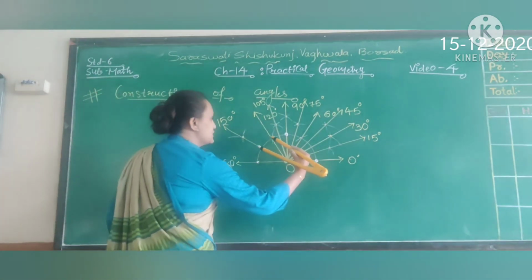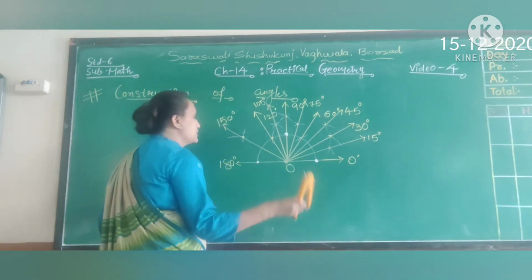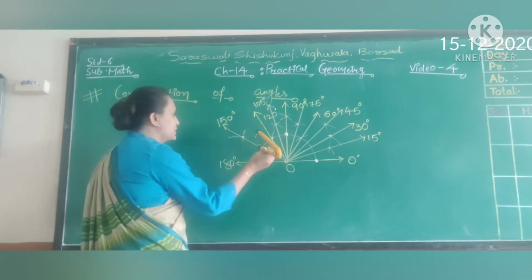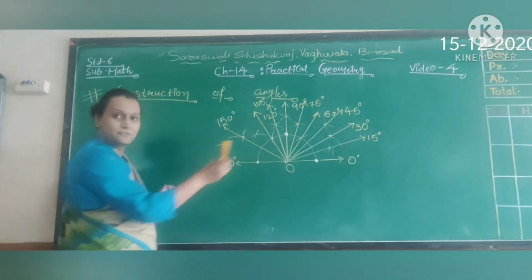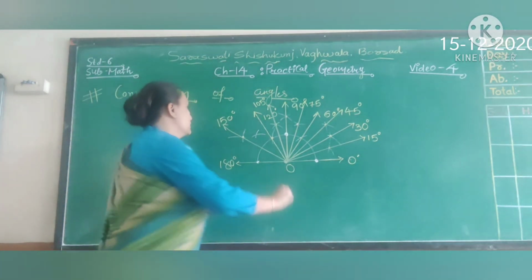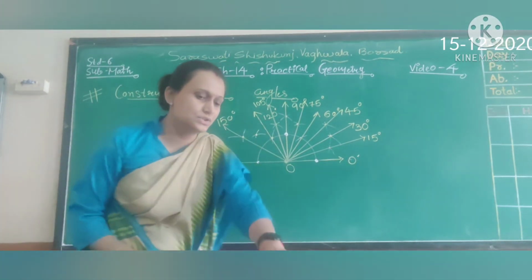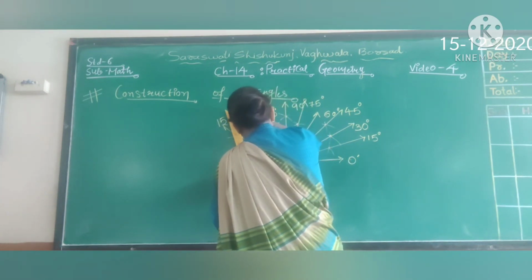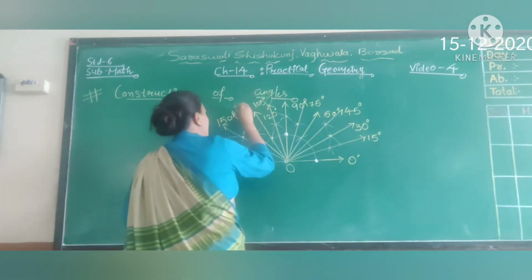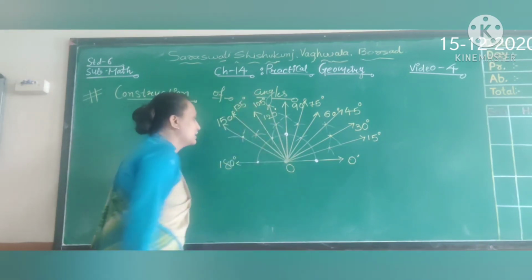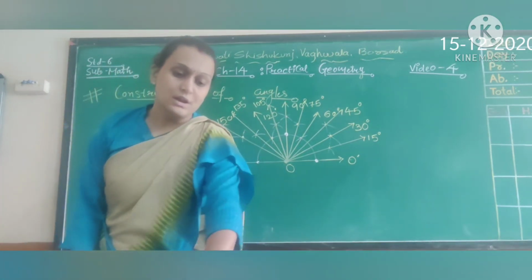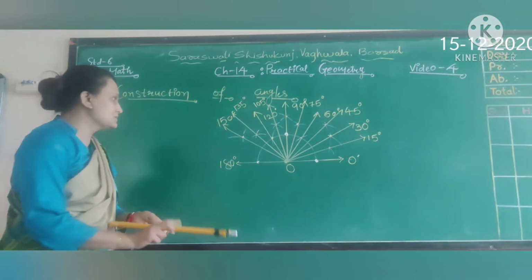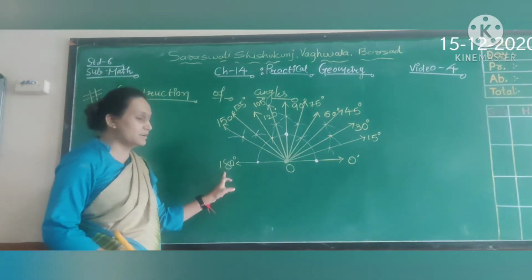Now if you want to find 135, 135 is lying between 120 and 150. So we have to take this much measurement, 120 and 150. Now we have to draw an arc from 120 as well as from 150. Clear? So if you join with center O, you can see here, this much is your 135. Clear?